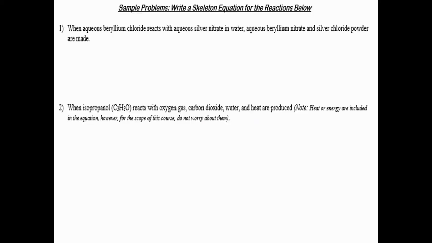Here we have aqueous beryllium chloride reacting with aqueous silver nitrate in water, and aqueous beryllium nitrate and silver chloride powder are made. Let's go ahead and write out a word equation first, and then we'll write out a skeleton equation after. We have our reactants, because it says these are reacting together. Reacts with, that's our key term there. So it's aqueous beryllium chloride. We're not going to write out aqueous in the word equation. We're just going to write beryllium chloride plus silver nitrate.